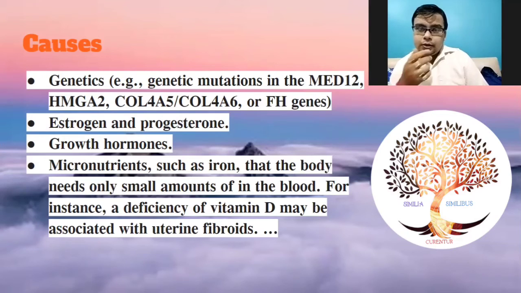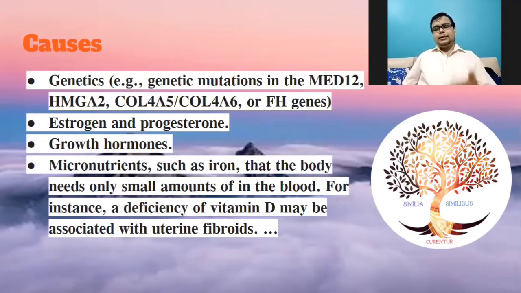There are other causes also, which are related to nutrition, that is micronutrients such as iron that the body needs only in small amounts in the blood. For instance, a deficiency of vitamin D may be associated with uterine fibroid. Similarly, sometimes even a huge amount of micronutrients in our body might cause fibroids.